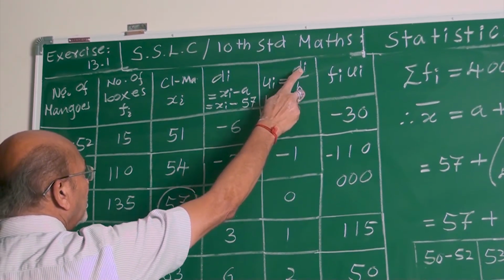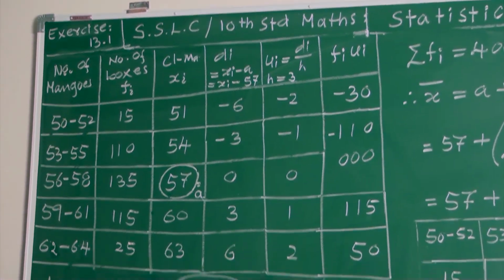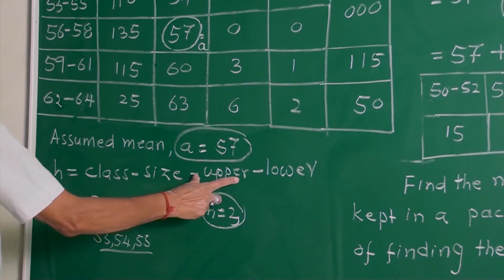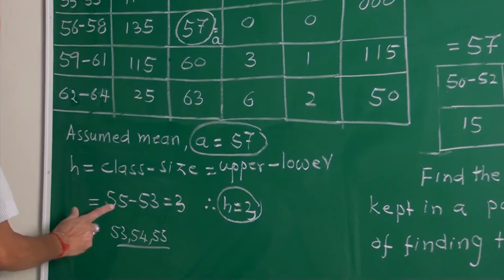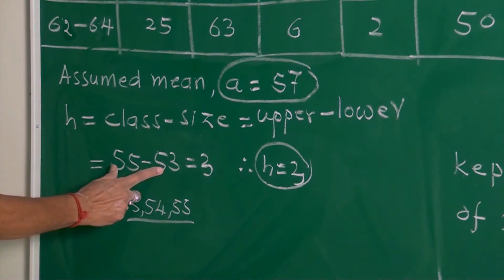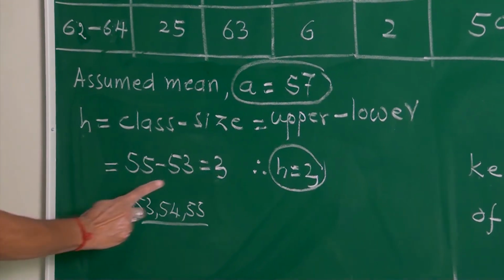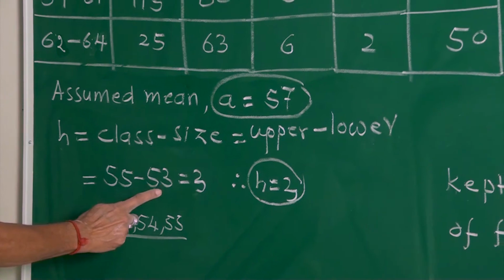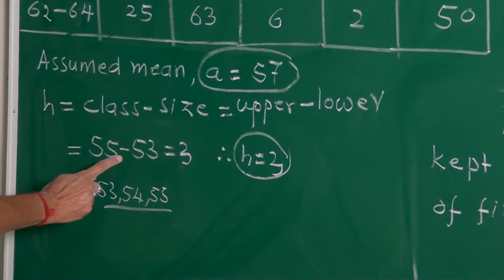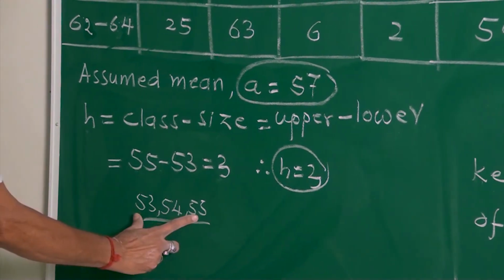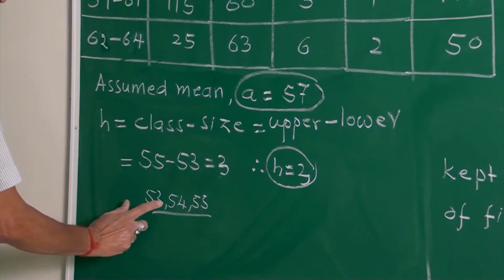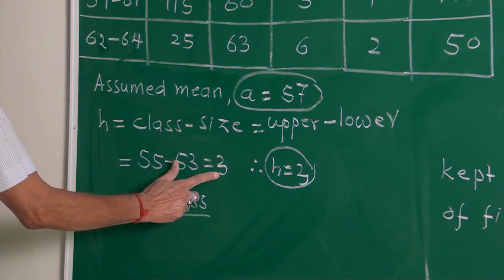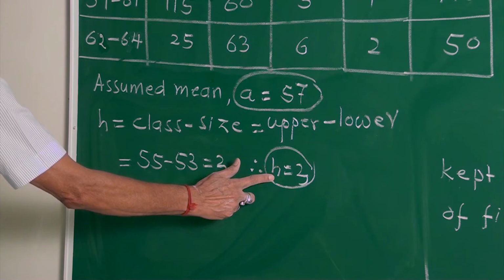Ui, di upon h. What is h? Class size. Upper minus lower. What is upper? 55 minus 53. My friends, don't write 2. Between 53 and 55, there is 53, next 54, next 55. What is the difference, my friends? 1, 2, 3. 3 difference. Therefore, h is 3.